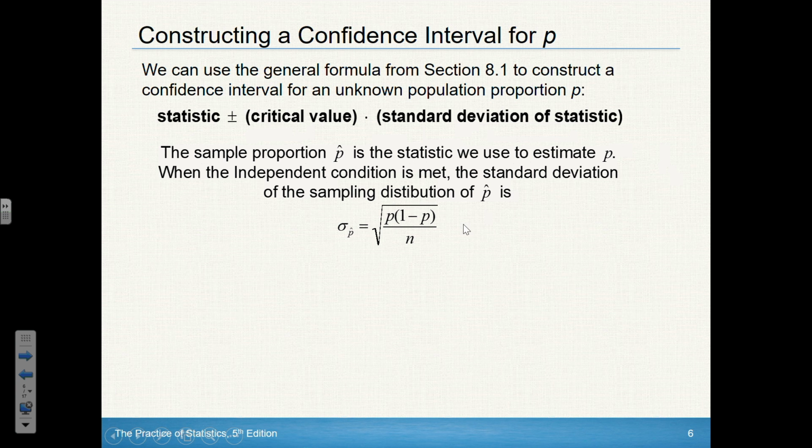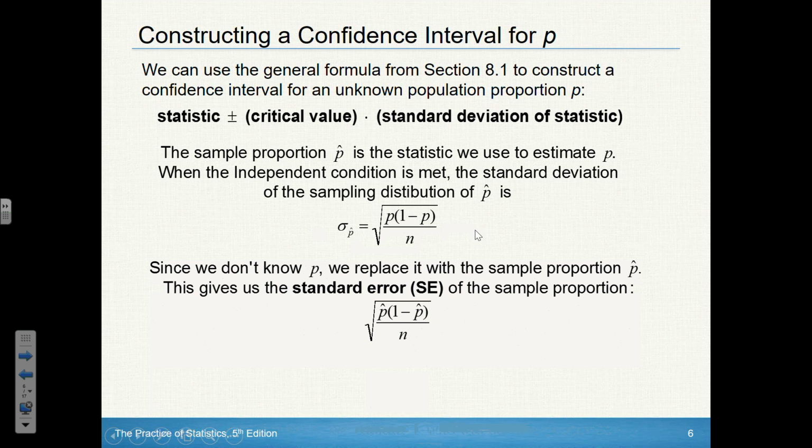Now, the standard deviation of the statistic, sigma sub p hat, is the square root of p times 1 minus p over n. But in this case, since we're using this p hat as an estimate, we have a new definition here, this standard error. And it's something that's going to be used a lot moving forward. So if you're using the estimated p hat value instead of the p, the standard deviation is referred to as standard error, or SE, of the sample proportion.